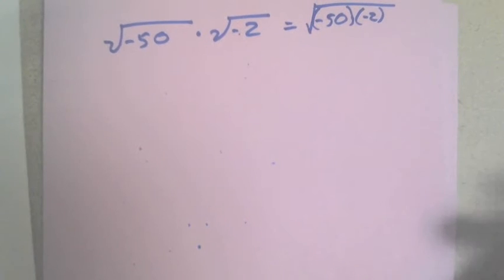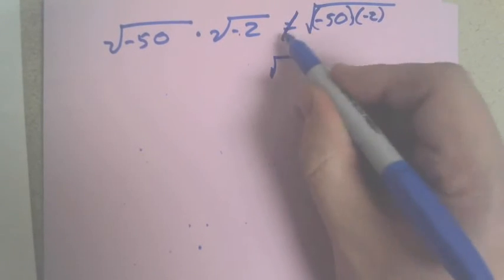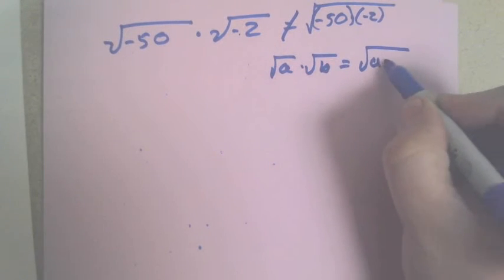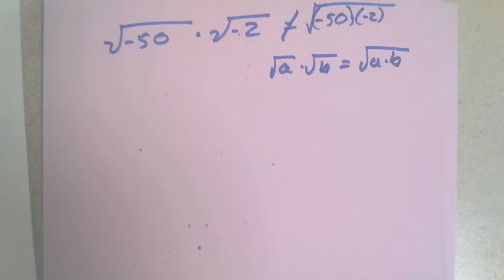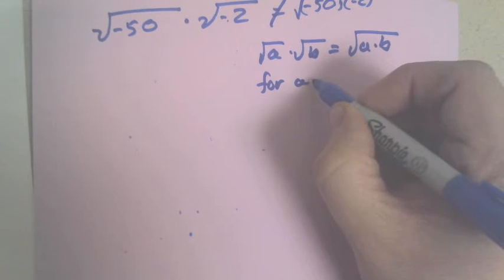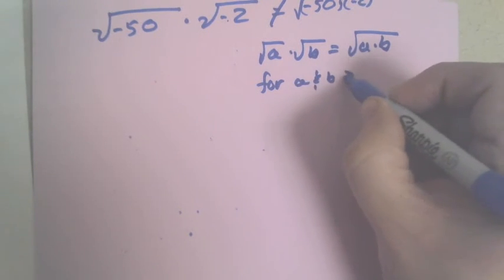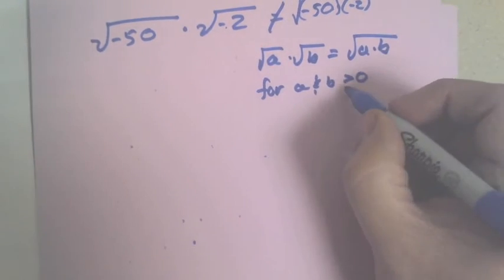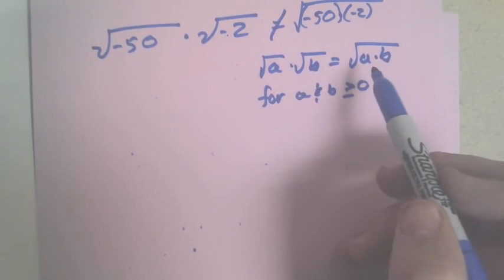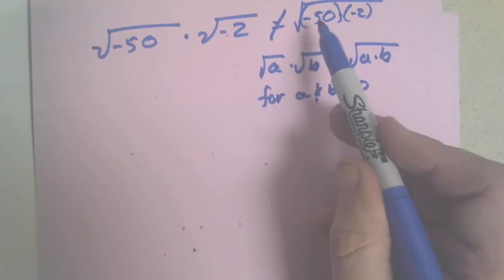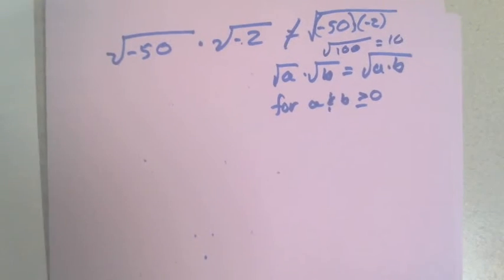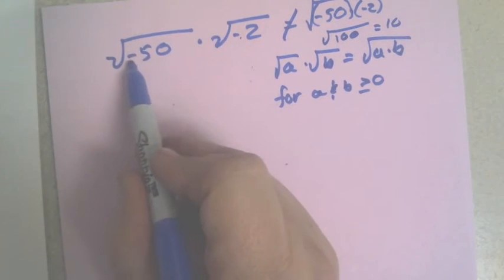Unfortunately, that's not true. The rule that the square root of a times the square root of b is equal to the square root of a times b, that is a truth for a and b such that they're greater than or technically equal to 0. This rule only works for real numbers. It doesn't work for complex numbers. So we're not allowed to just say, oh, those two multiply, it becomes the square root of 100, so it's 10. We have to handle the i.